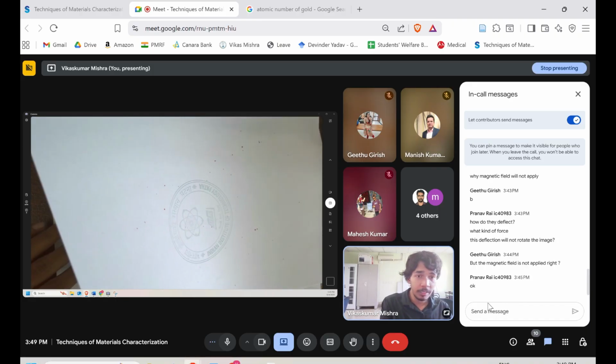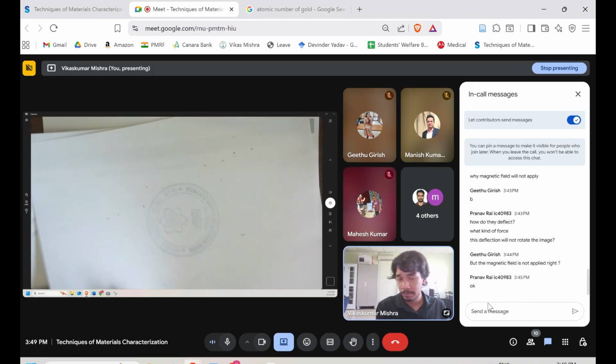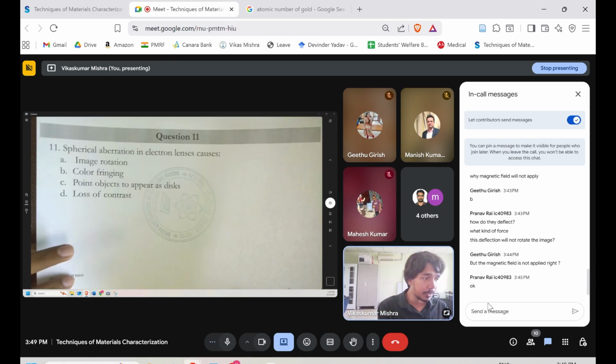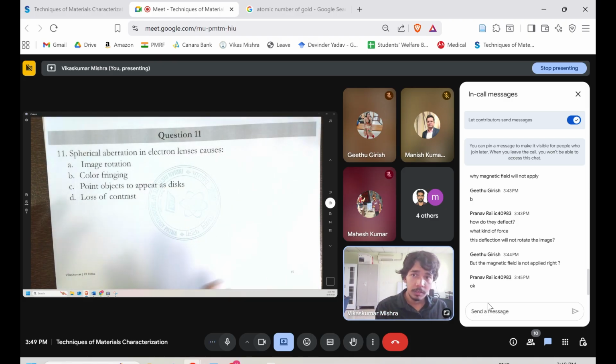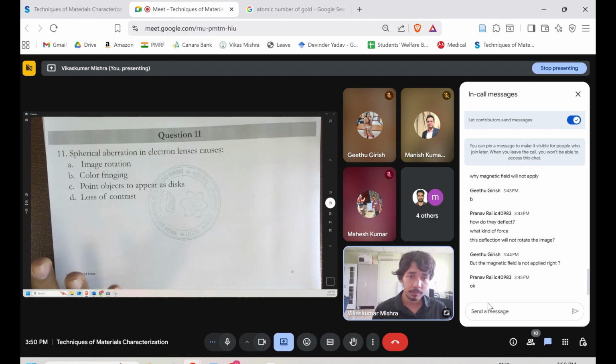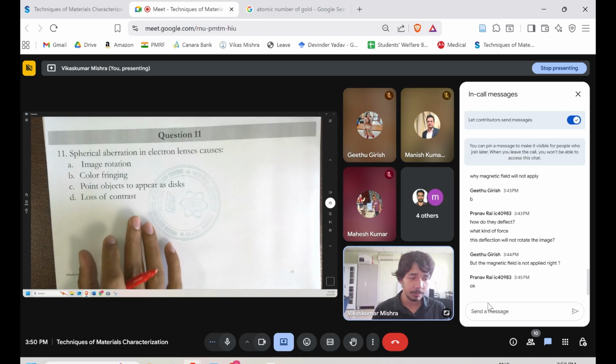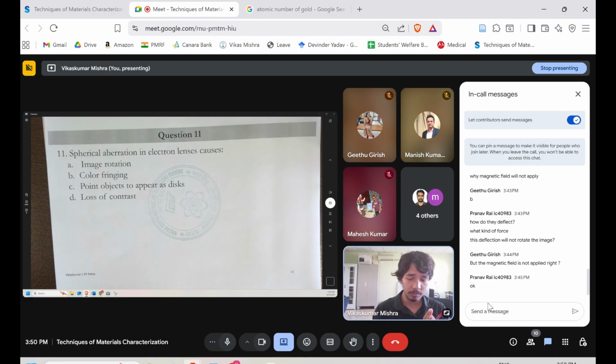Let's move to the next question. Again, we talked about the chromatic aberration. Now let's talk about the spherical aberration. Chromatic aberration you can remove to a very large extent. But spherical aberration, you cannot do anything for that. You can just reduce it to a certain extent, but after that you cannot.